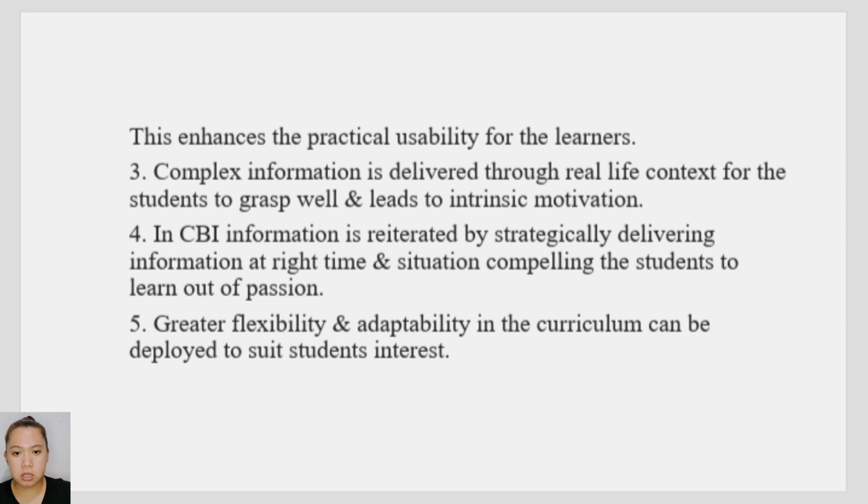Third, complex information is delivered through a real life context for the students to grasp well and leads to intrinsic motivation. Fourth, in CBI information is iterated by strategically delivering information at the right time, which compels the students to learn out of passion. Fifth is greater flexibility and adaptability in the curriculum, which can be developed or deployed to suit the students' interests.